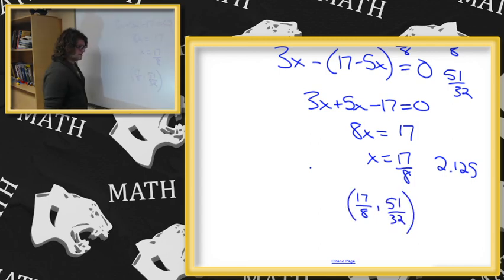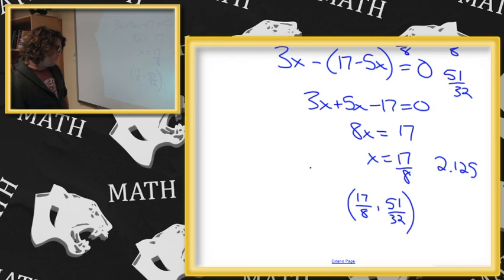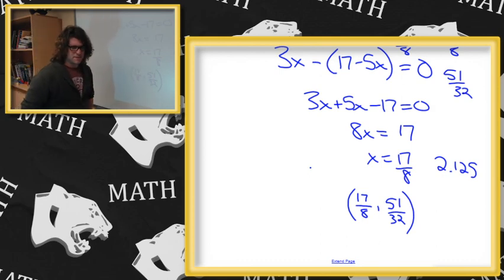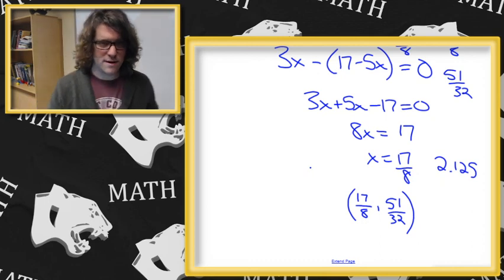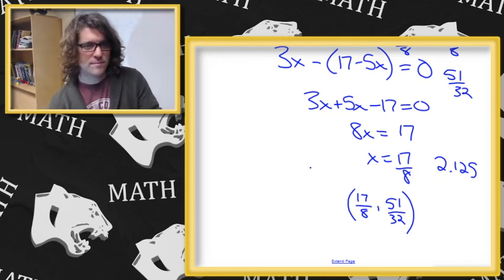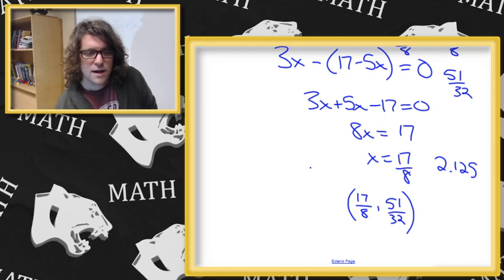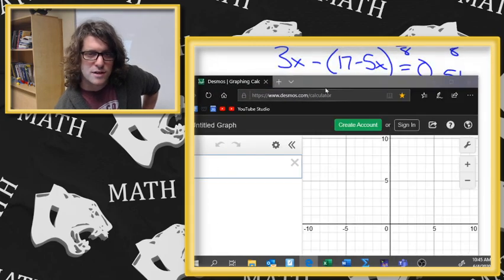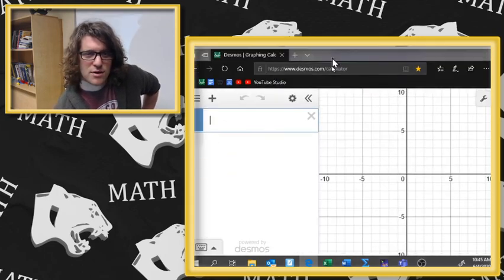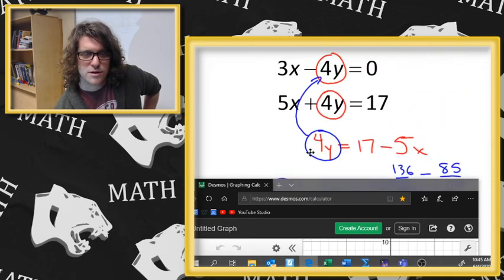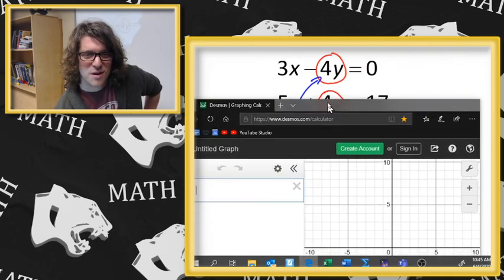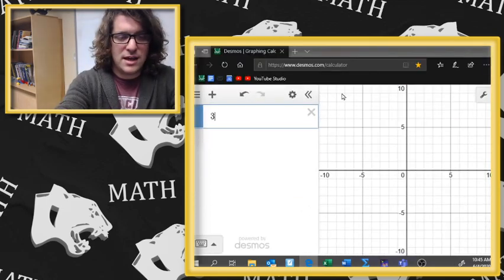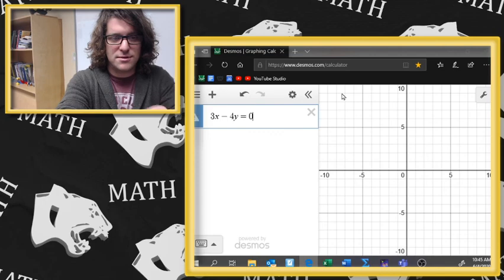And so 51 thirty-seconds is 1.6 something, I think. We'll compare it here in just a second. So what I'm going to do is come over to my computer here and pop over onto the screen Desmos. Desmos is an online piece of graphing software. It's pretty useful for this sort of thing. So we have 3x minus 4y is equal to 0.